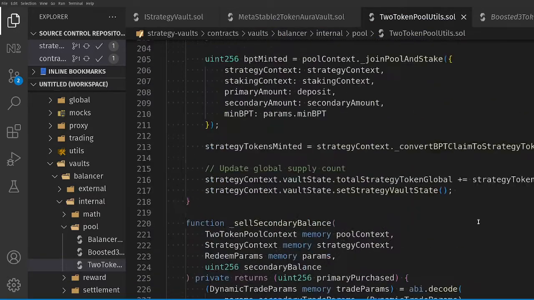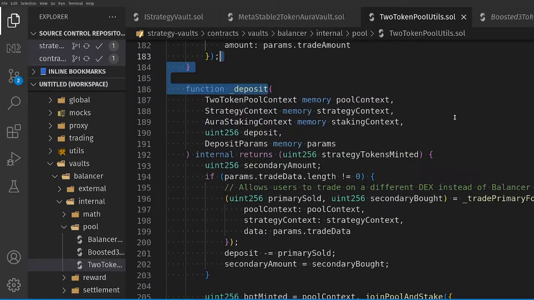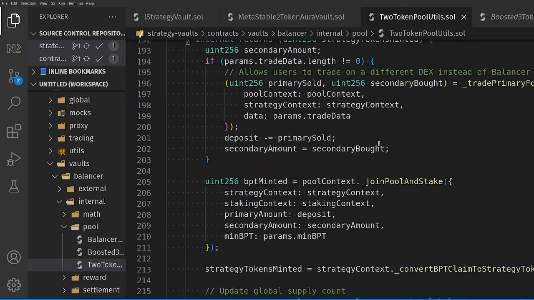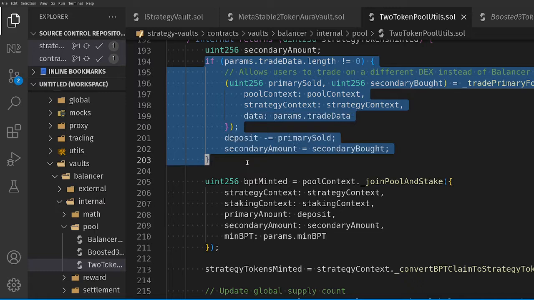So we've called deposit here. In a 2-token pool context, what's going to happen is that the user is going to borrow one token of the pool, and then join that pool either single-sided or, optionally, if they want, they can trade some of the token they borrowed on a different DEX. In this case, maybe it's ETH. So they're borrowing ETH to go into the ETH wrapped staked ETH pool.